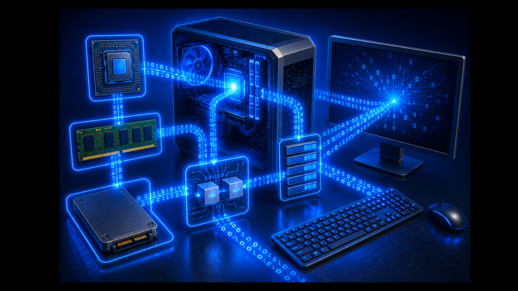Let's review how binary works inside a computer. Programs are stored on secondary storage. They are loaded into RAM. The CPU uses registers and the ALU to process binary instructions. Finally, the results are displayed or saved. This is how every modern computer works with binary every single second.